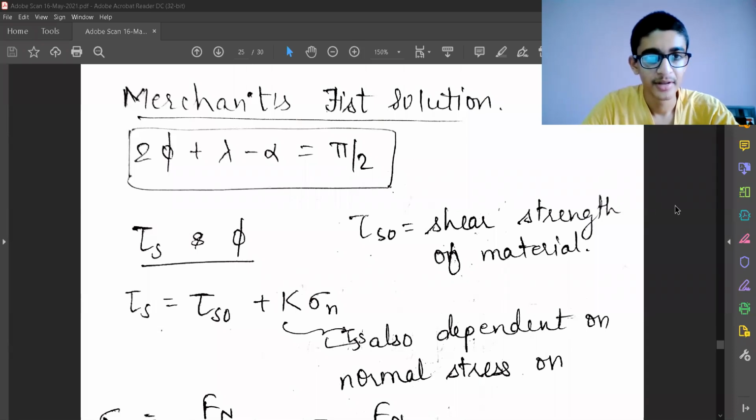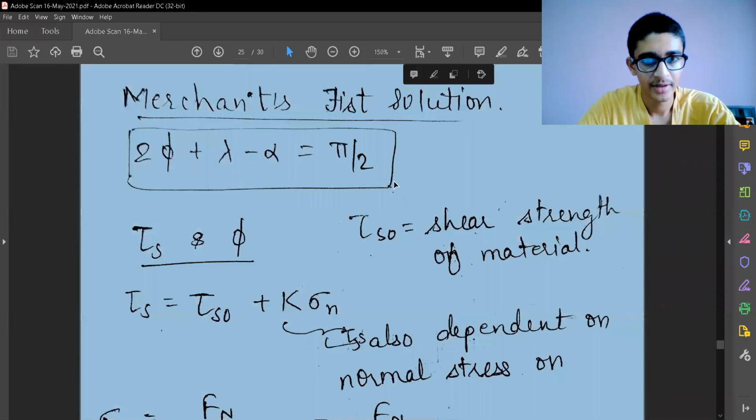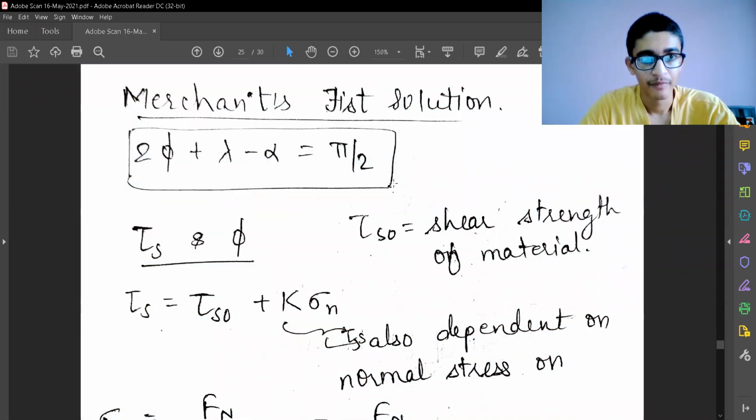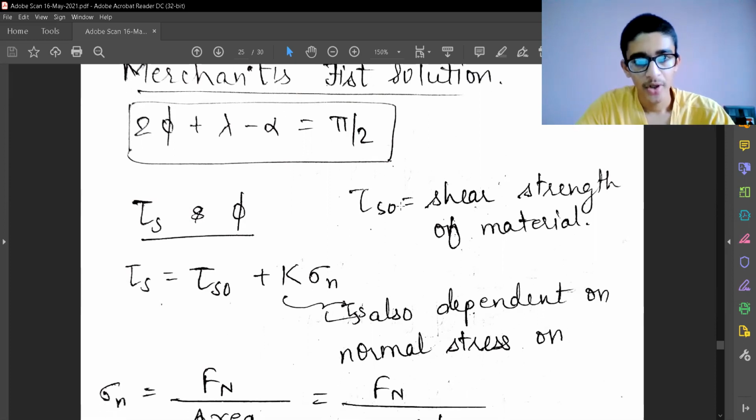So till now we have seen Merchant's first solution, which gave the condition for minimum power, and this was the condition in terms of the angles involved. But when we go to the machining shop, the workshop, and in practical experiments, it has been seen that Merchant's first solution is not directly or perfectly applicable in all conditions. There are some complications involved, and this is not a direct representation of what actual machining is happening. So there was a modification involved.